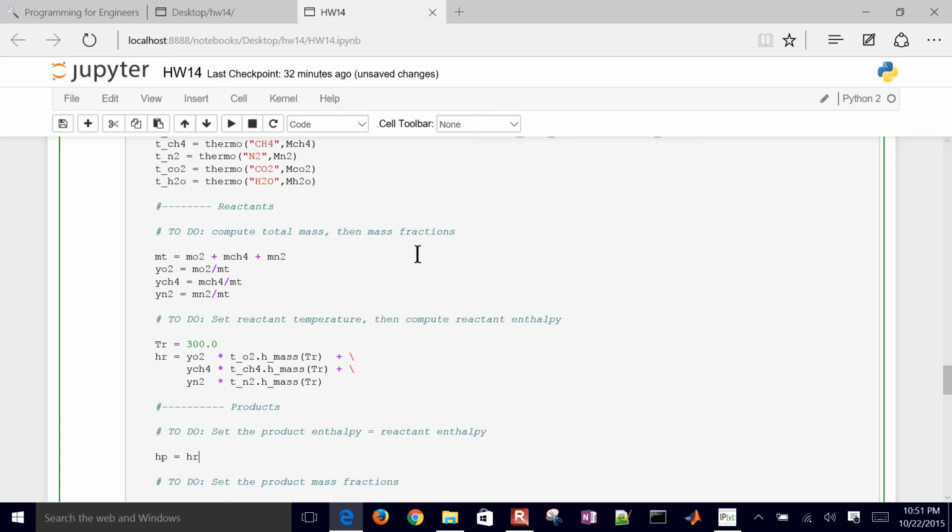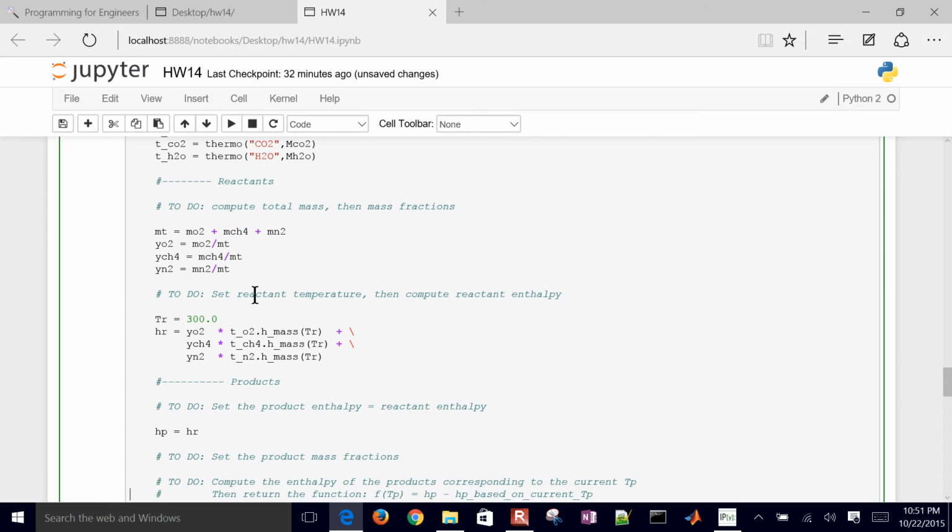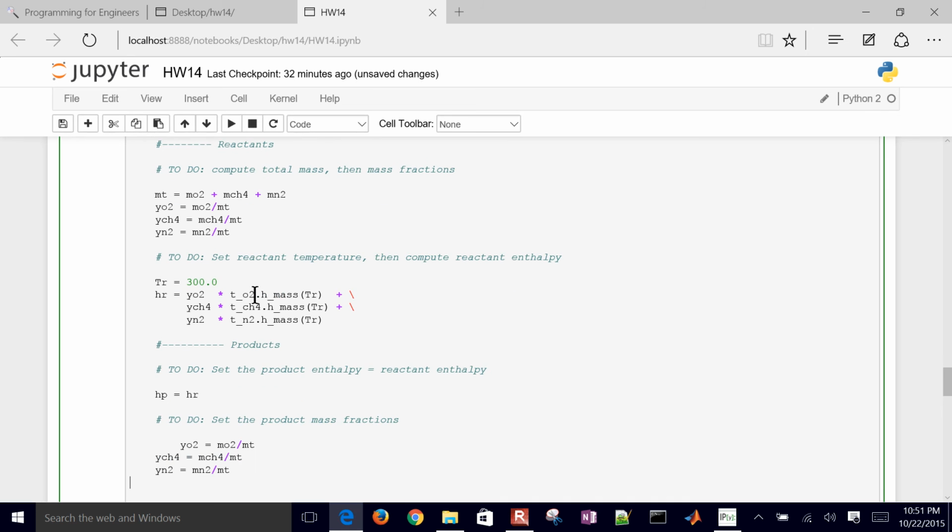And then the next thing that we want to do is go ahead and set the product mass fractions. It's kind of like we did for the reactant mass fractions, so I'm only going to have one that's going to be different. Let's go ahead and do that right here. Set the product mass fractions. Instead of O2, I'm going to have CO2, and instead of CH4, I'll have H2O. So CO2, H2O, and then the N2 is going to be there as well.